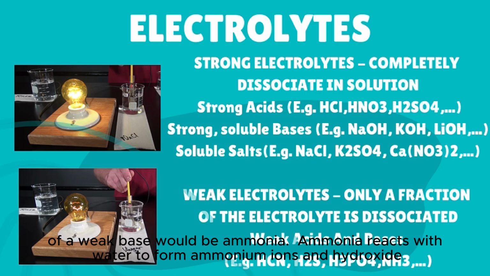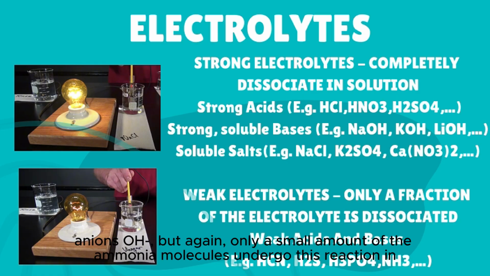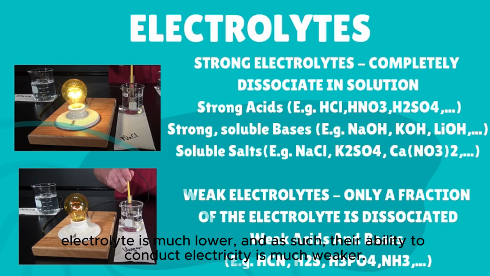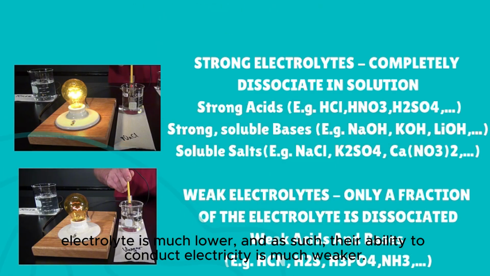An example of a weak base would be ammonia. Ammonia reacts with water to form ammonium ions and hydroxide anions, OH-, but again, only a small amount of the ammonia molecules undergo this reaction in solution. Because they do not fully dissociate, the concentration of ions in a solution of a weak electrolyte is much lower, and as such, their ability to conduct electricity is much weaker.